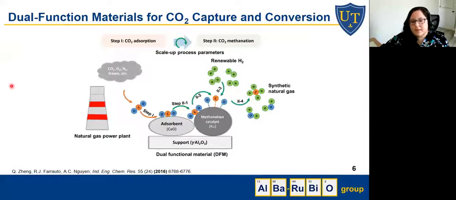So here there is an example of a dual function material, which has the support, gamma alumina. Then the sorbent, in this case, is calcium oxide, and the catalyst is ruthenium nanoparticles. In this case, the CO2 from the flue gas is going to be absorbed onto the calcium oxide. This is going to spill over to the ruthenium nanoparticle, and with hydrogen, it's going to be hydrogenated to form methane and water. And actually, this exothermic reaction is going to promote the desorption of this CO2 to continue the reaction, the further capture and conversion.